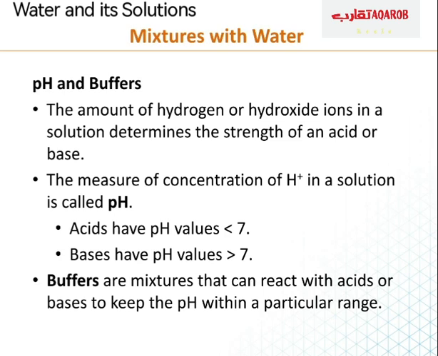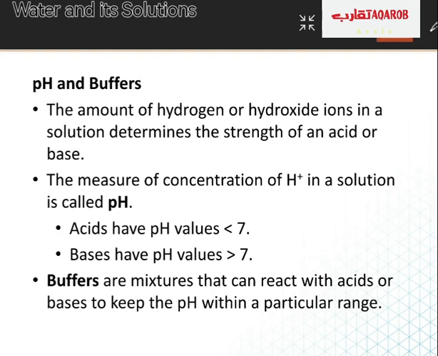What do you mean by pH? If you find any solution with pH equal 3 or pH equal 7 or pH equal 9 or 10, what do you mean by that? If you find that the pH is lower than 7, that means this solution is an acidic solution. While if you find a pH of more than 7, that means this solution is a basic solution.